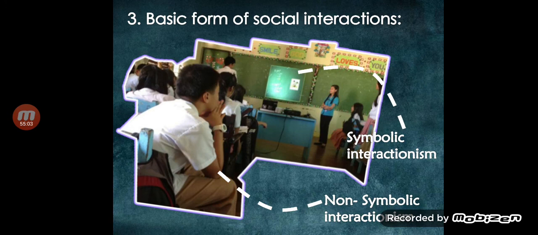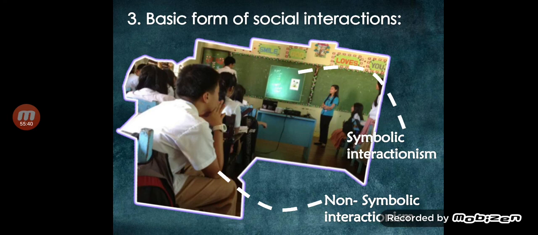Now, basically, the importance of thinking in symbolic interaction is always being reflected in two important views of objects. Meron tayong dalawang importanteng views. Now, according to Blumer, he differentiates among three types of objects. There are three important types of objects. One, physical object. Two, we have abstract object. Three, we have social object.